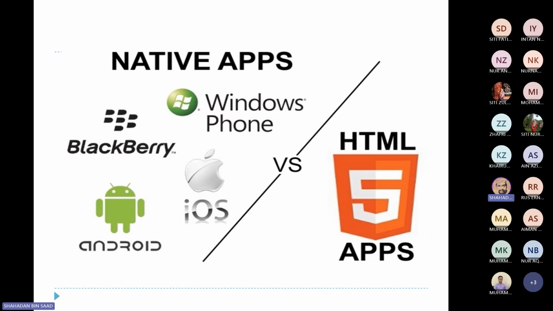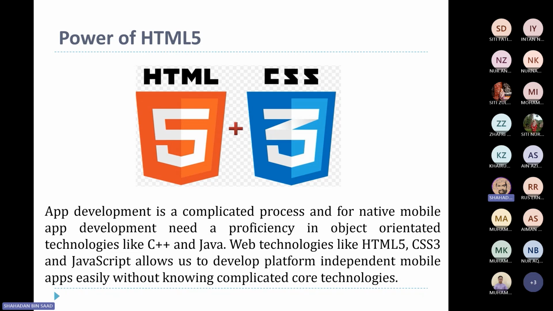Alright, so native app ni okay, web app dengan native app apa beza dia? Okay, so kita ada web app, kita ada power of HTML file. So app development is complicated process and for native mobile app development you need a proficiency in object oriented technologies like C++ and Java. Web technology like HTML5, CSS3 and JavaScript allows us to develop platform independent mobile apps easily without knowing complicated core technologies.